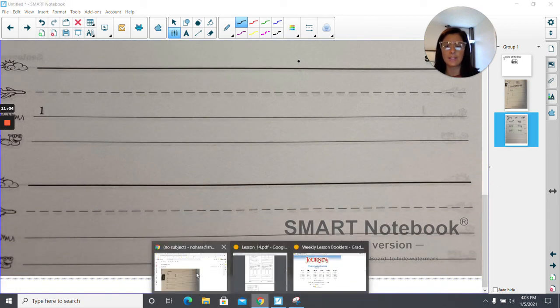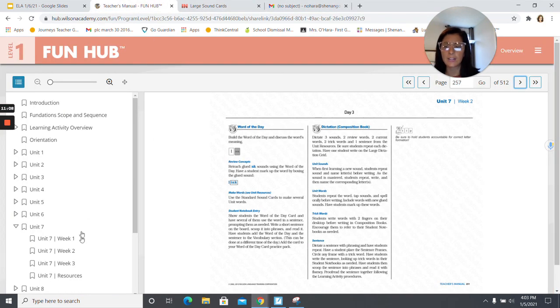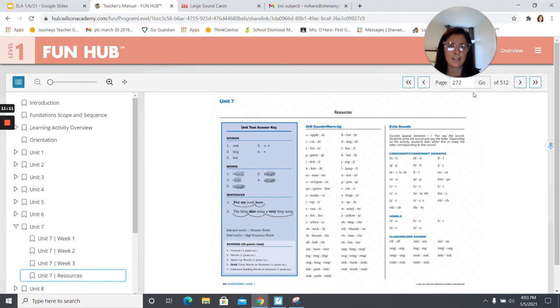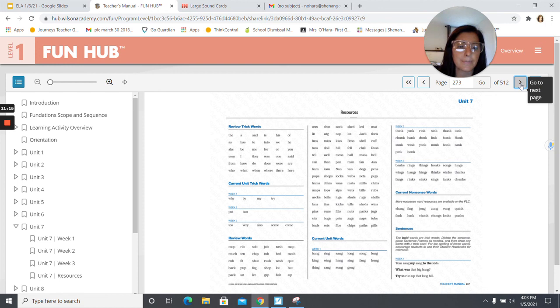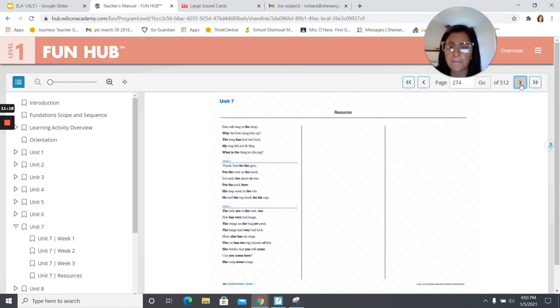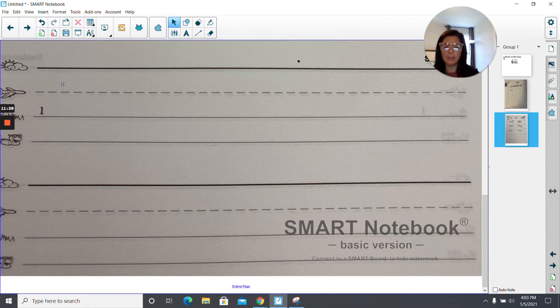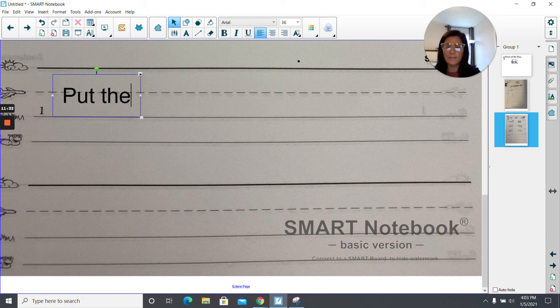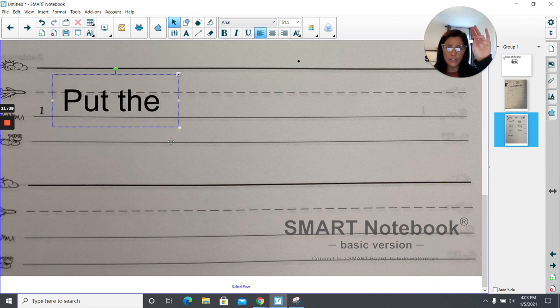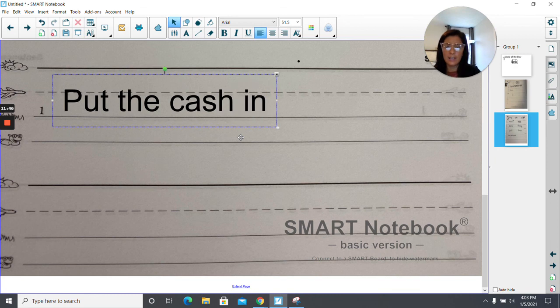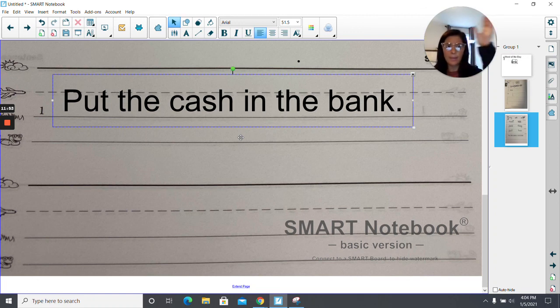Okay, now we're going to do one sentence. And let me check to see what sentence I would like us to do. Hold on one second, boys and girls. Let me find it. Our sentence is going to be, put the cash in the bank. Put the cash in the bank. So our first word is put, capital P, put the, that's a trick word. Next word is cash. So k-ash, cash. Ash, cash, in the bank. And bank is b-ank, bank.